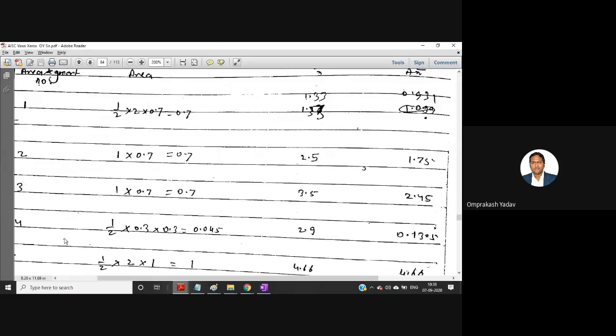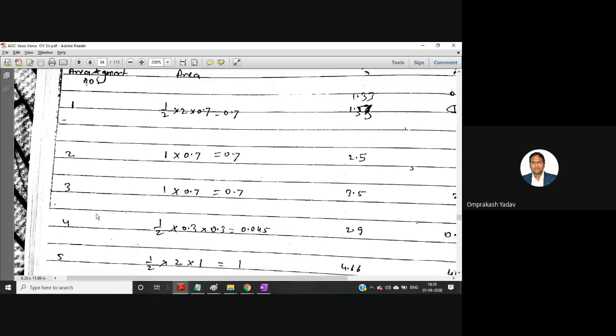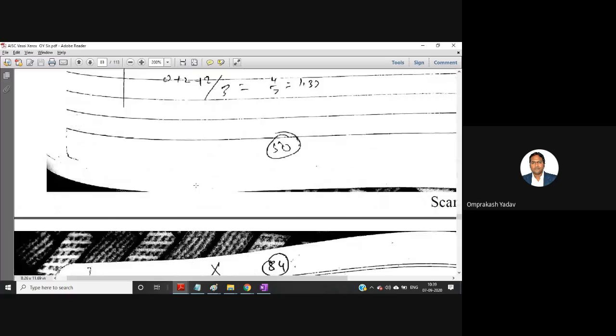And this area is what? 1/2 into 0.3, you will get 0.045. And finally, just multiply both the things. Got this? And then let's go to the fifth. Fifth is what? This triangle, the bigger triangle.